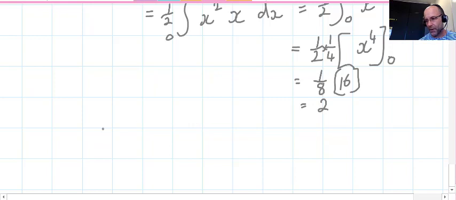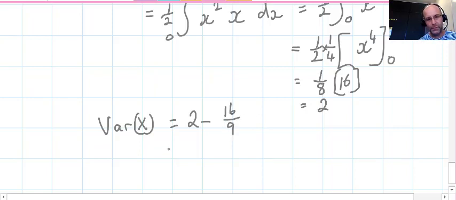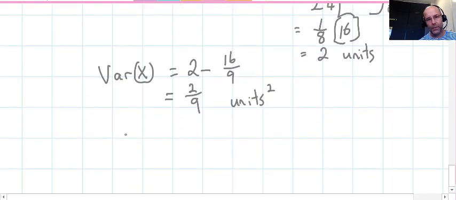So, the variance, therefore, putting it all together, is, now we said it's E of X squared, and we said that's 2, you can see it there, and take away E of X all squared, which was 16 on 9. So 18 on 9 take 16 on 9 is 2/9. So that's whatever it is, units squared, whereas that's just units. It might be kilograms or something, centimeters, whatever. This is an abstract question.